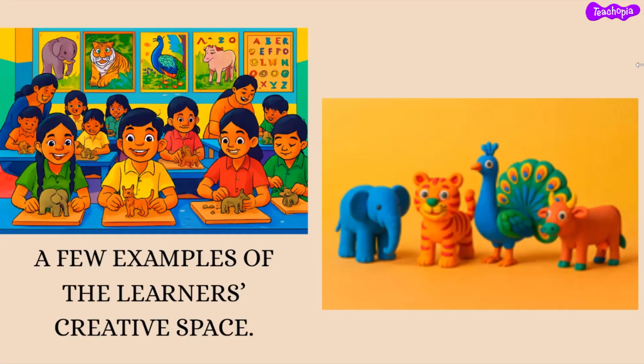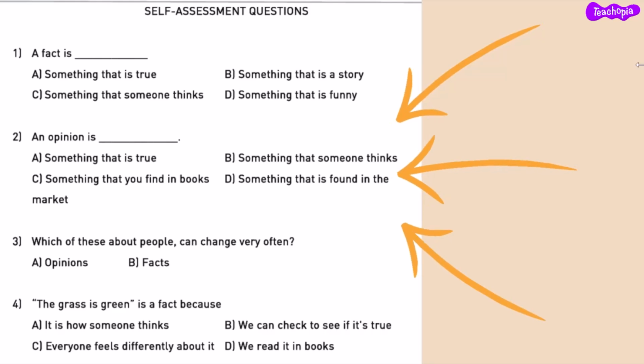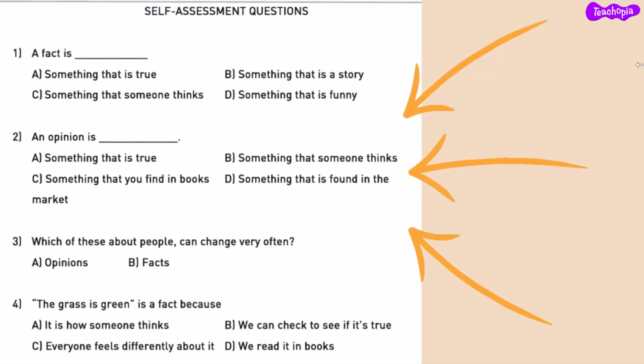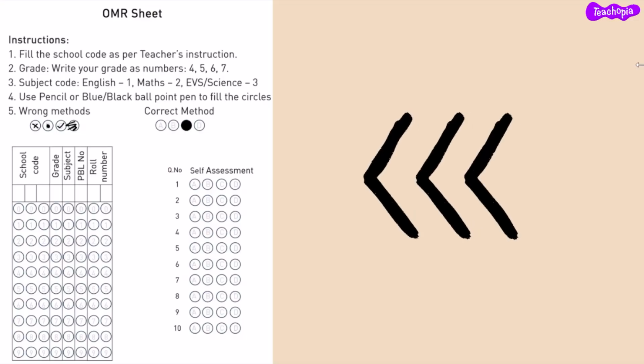To end this, as the students are doing their creative space, they are creating their favorite models, we can always reiterate saying that facts are true and can be checked, whereas opinions are different from person to person. So moving on, we always have a set of 10 questions, which is the self-assessment questions, and the students can read the question and take the correct option.